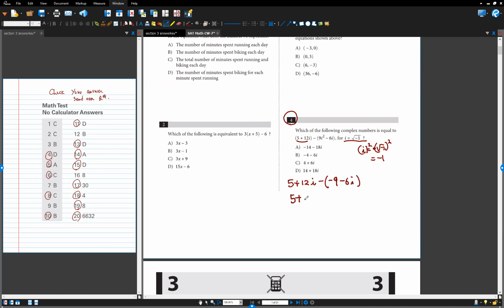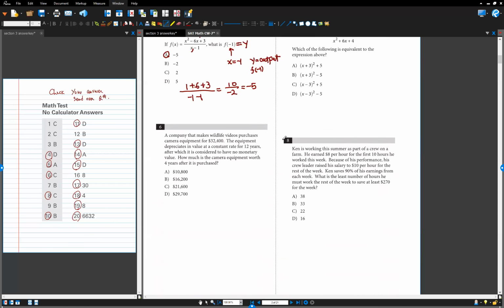So continue. 5 plus 12i plus 9 and plus 6i. Okay, so we got this one. These two real numbers will be 14. Real number and real number can simplify, imaginary and imaginary too. So 12i plus 6i is what? 18i, isn't it? That's all. We cannot mix those anymore; we just have to leave it this way. Choice D is the answer.